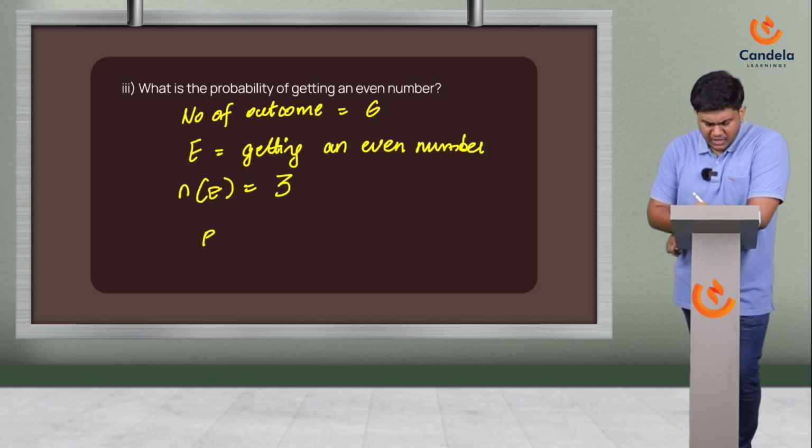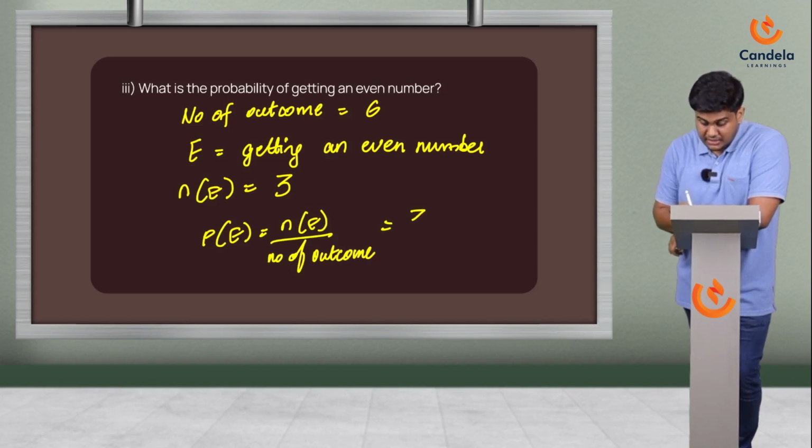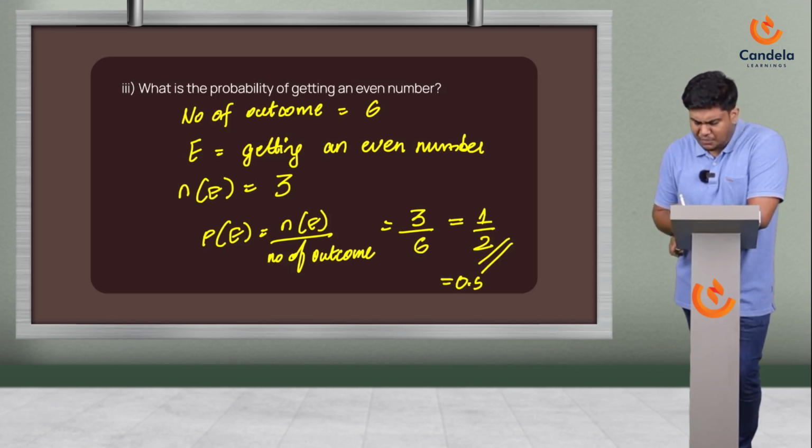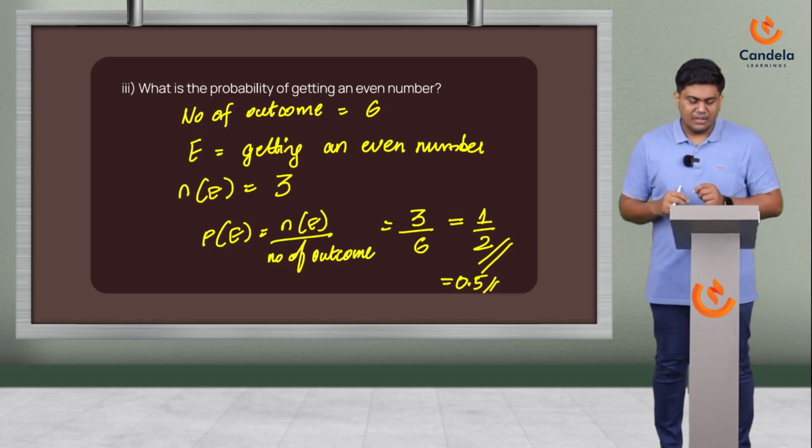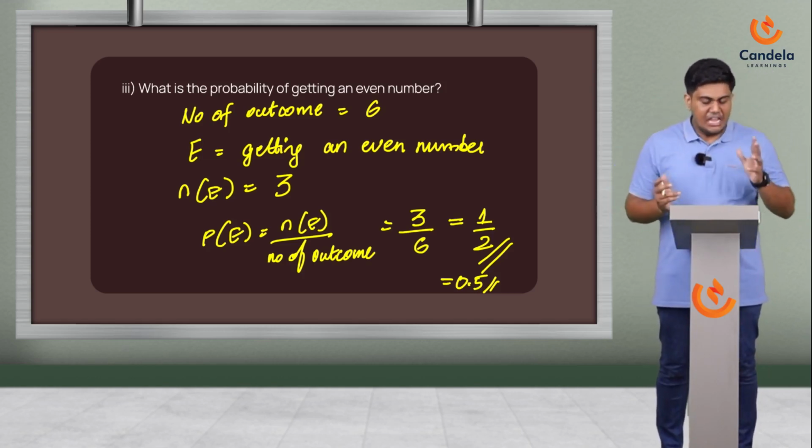So, what do you think is the probability? It is number of E by number of outcomes, which is 3 divided by 6, which will be equal to 1 by 2. It can also be written as 0.5, because 1 by 2 is 0.5. So this is the probability of getting an even number.